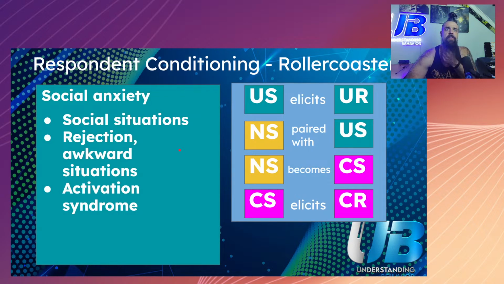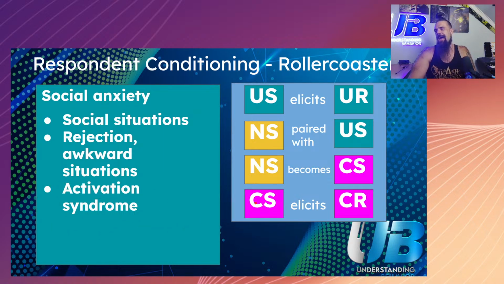Okay. Well, let's go through another diagram. I know you guys are pretty familiar with Pavlov. You really nailed that one. So we're going to amp it up a little bit and go into something a little bit weirder. Let's talk about social anxiety. When we have social anxiety, here are our three different things: social situations, rejection or awkward situations, and then our activation syndrome. Again, our activation syndrome is going to be our response.